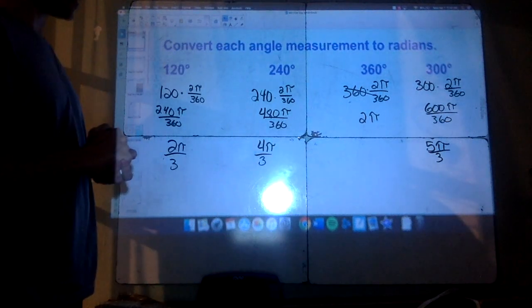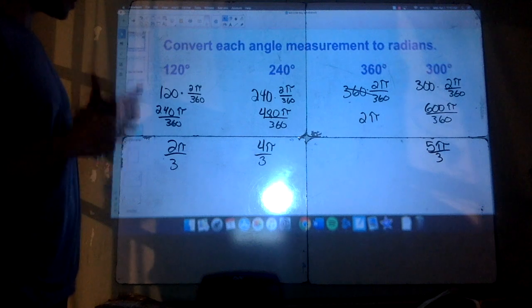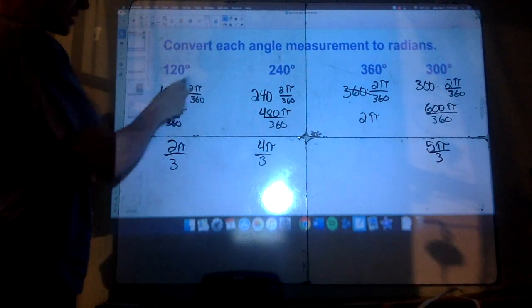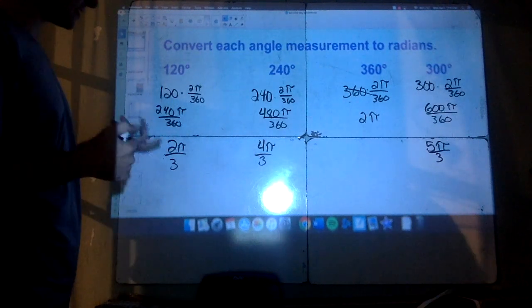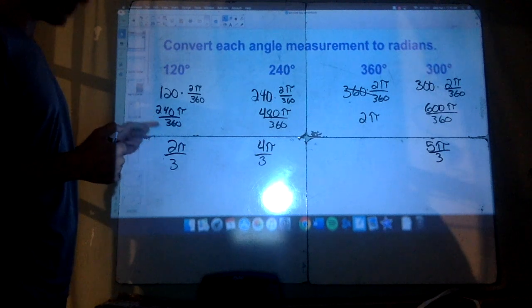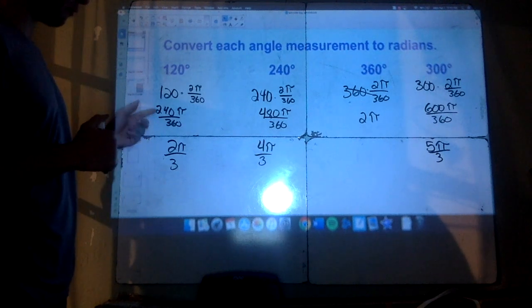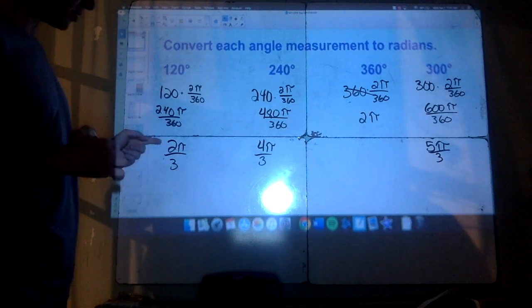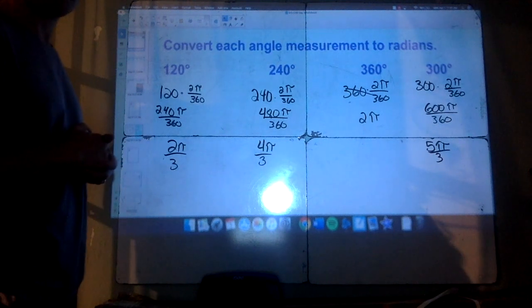So, here's my answers. Check them with yours. Basically what we're doing is multiplying each of them by 2 pi over 360, and then reducing the fraction. For example, 240 divided by 360 reduces to 2/3. So check your work, and let's move on.